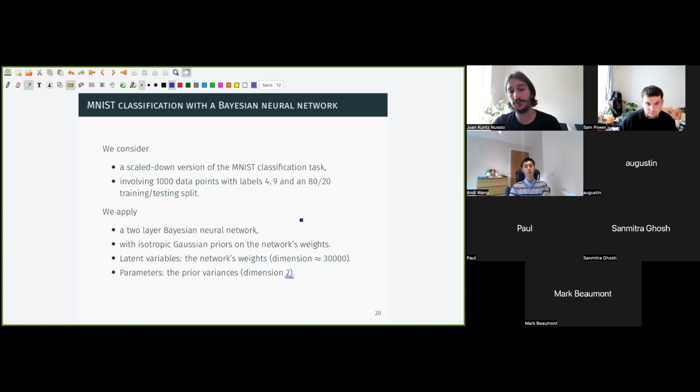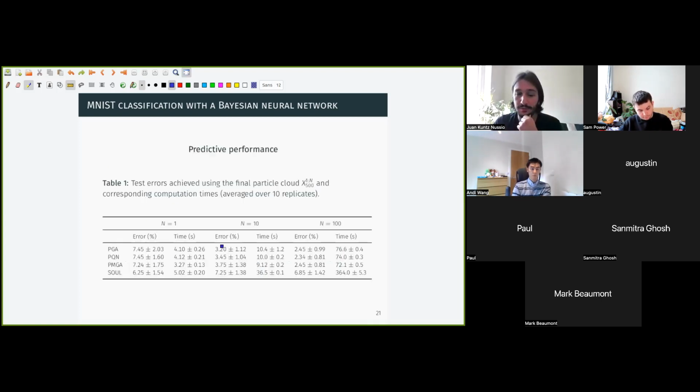And then what we would do is use this to get an approximation of the posterior distribution over the network weights, trained on some training data, and then use that approximation of the posterior to predict on a set of held out test data. The lower prediction error is used as a surrogate for the quality of your posterior approximation. So this is what we found when we ran PGA, its variance, and also SOL. Here's the test error, and here's the amount of time it took to run for different particle numbers.